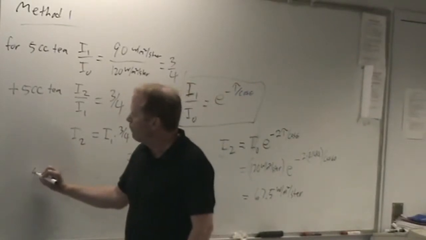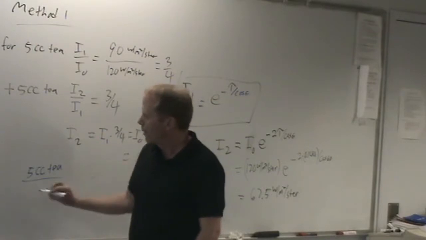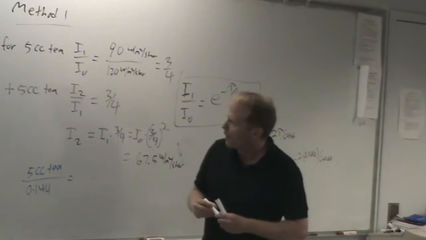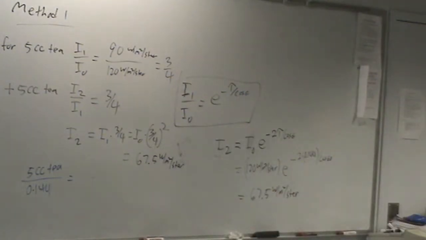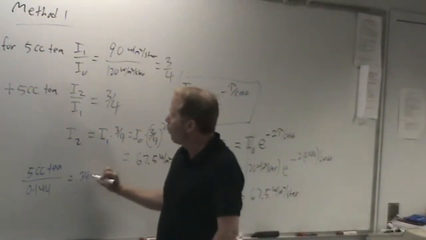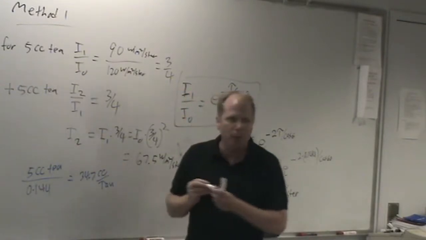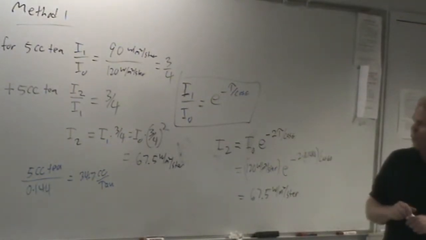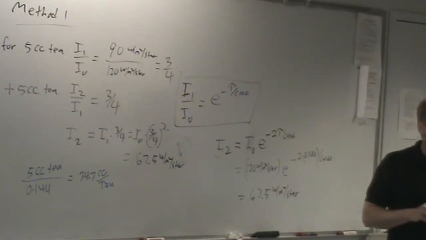Well, let's say at 5 cc's of tea, what was our optical depth? 0.144. Okay? So now you can just do your little division there. You get something like 34.7 cc's. I'm just going to write it as tau. Tau has no units. But for every unit of optical depth, I have to add 34.7 cc's to get 1 unit of optical depth. Okay.